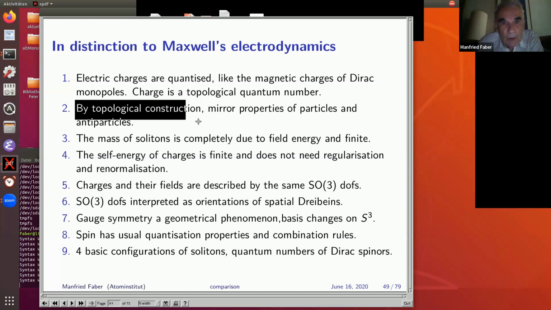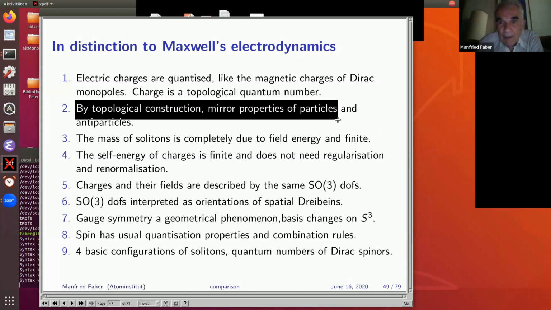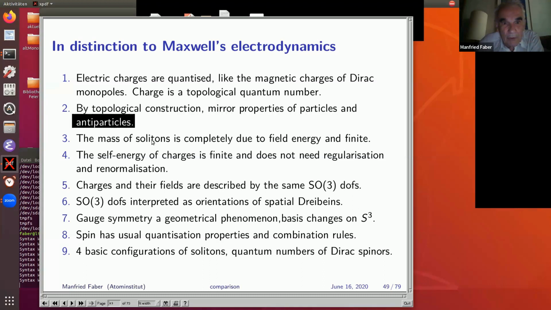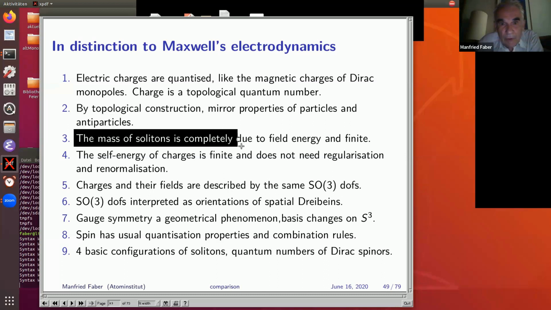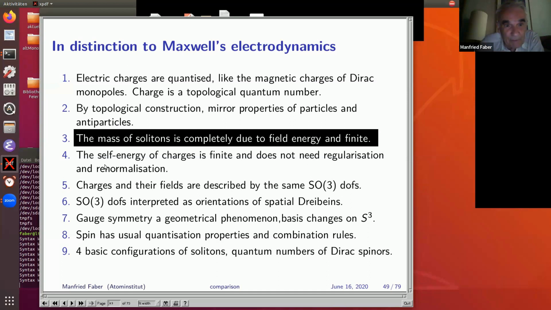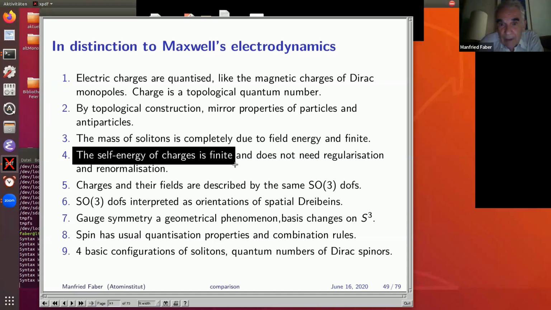By topological construction, we have mirror properties of particles. So if we have particles, we have antiparticles. Of course, also welcome. The mass of solitons is completely due to field energy and is finite. I would also say this is positive. The self-energy of charges is also finite and does not need regularization and renormalization.